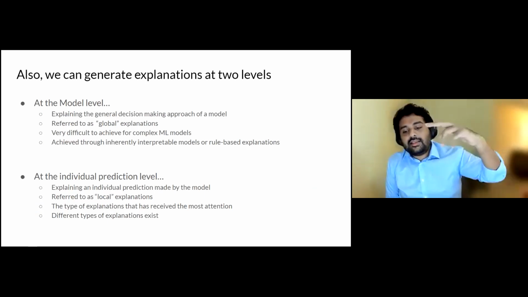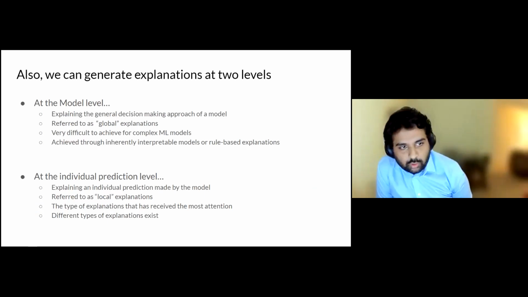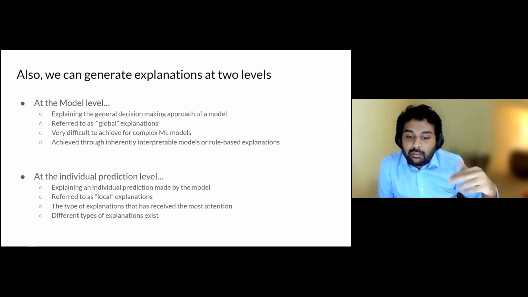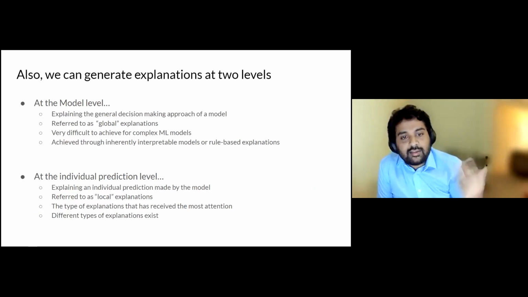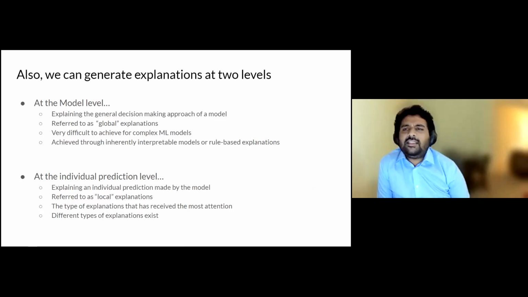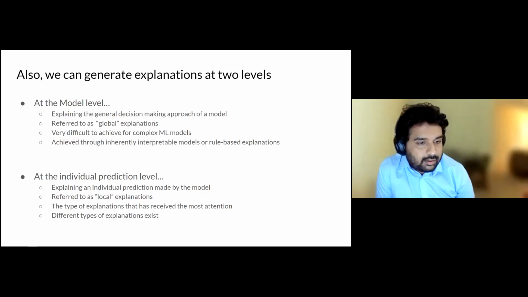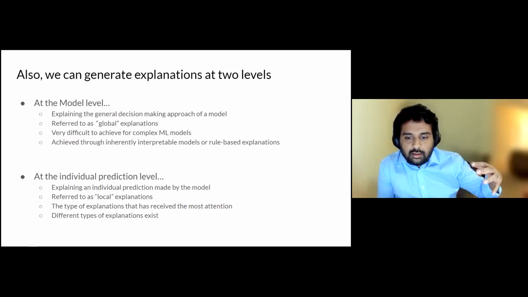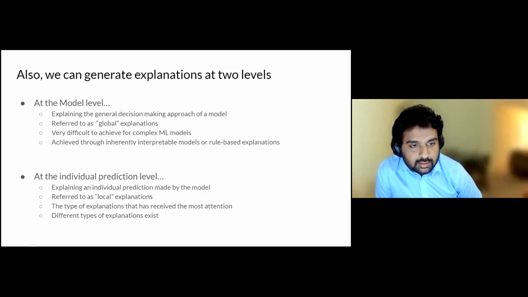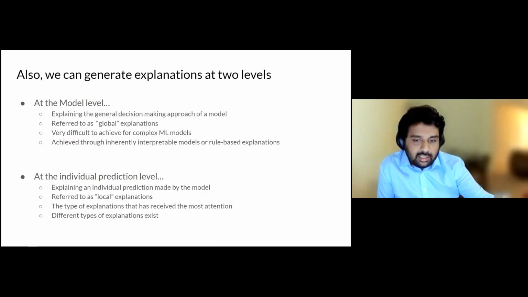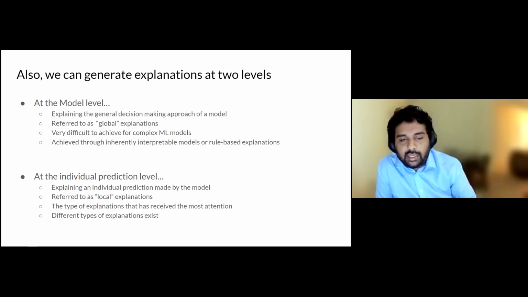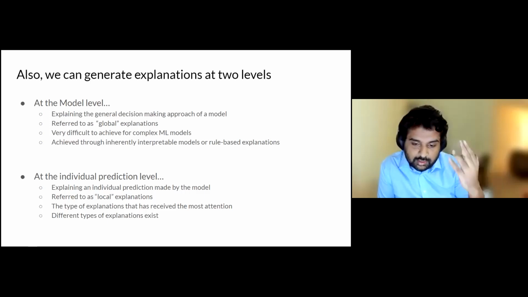And there are two levels that we can generate explanations at as well. One is at the model level. So we explain the general decision-making process of the model. We refer to these as global explanations. It's very difficult to achieve with complex machine learning models, especially neural networks. It's very difficult to distill down to a comprehensible summary what it has learned, because it's so complex. The main methods of achieving this have been rule-based explanations, like a method like anchors, or inherently interpretable models where the model itself is the explanation. This hasn't received a lot of attention in the community as of yet. So there's another gap of research that needs attention.